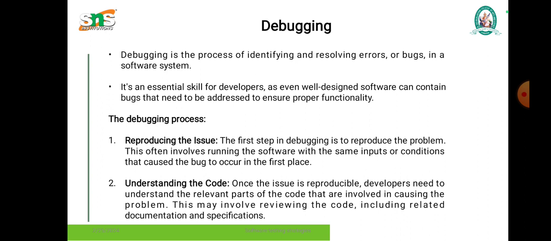The first step in debugging is to reproduce the problem. This often involves running the software with the same inputs or conditions which cause the bug to occur in the first place. And the second process is understanding the code. Once the issue is reproducible, developers need to understand the relevant parts of the code that are involved in causing the problem. This may involve reviewing the code, including related documentation and specification.